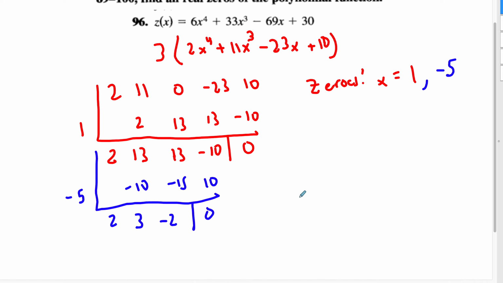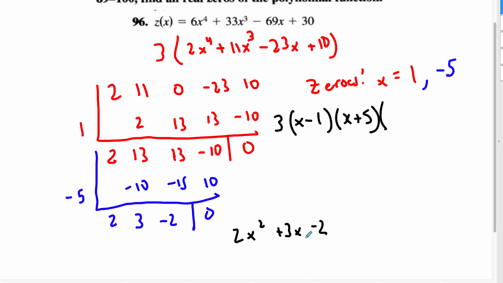And so now we've got a quadratic. Now, what I did is I said, oh, okay, I got a negative 10 and I got a 2. Negative 10 divided by 2 is negative 5. I'm testing out that whole rational zeros thing. So I ended up with another root at negative 5. So far our factored form is, by the way, 3, don't forget the 3, right? Times x minus 1 times x plus 5 times, well, this is 2x squared plus 3x minus 2.